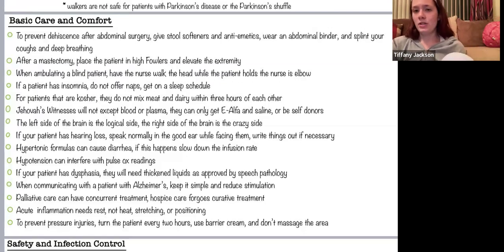If you have a patient that is kosher, they do not mix meat and dairy within 3 hours of each other. Jehovah's Witnesses do not accept blood or plasma. They will only get EPO and saline, or they can be self-donors.